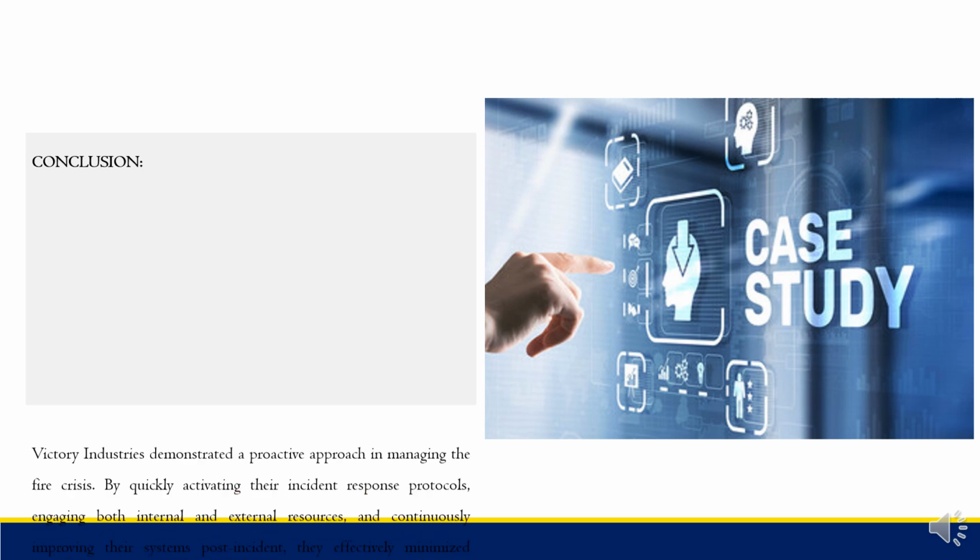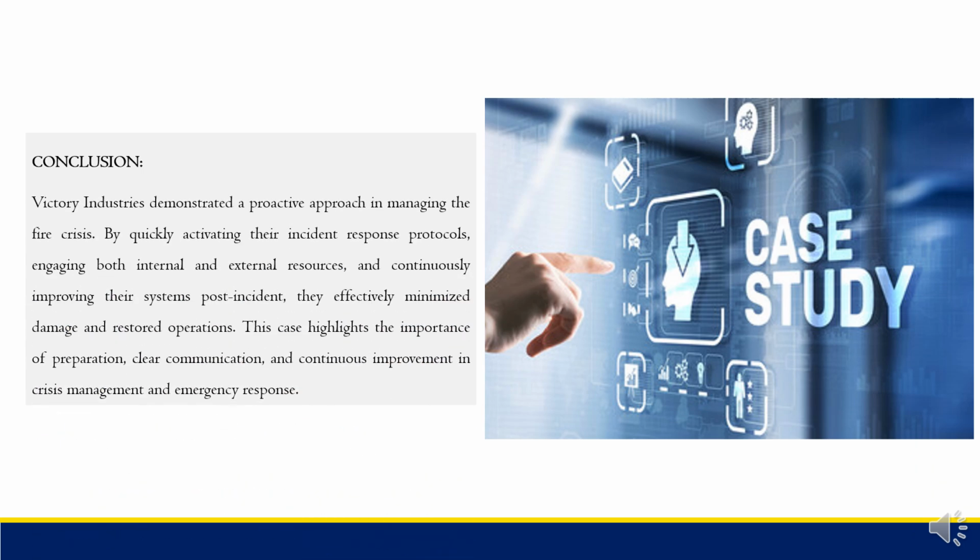Conclusion. Victory Industries demonstrated a proactive approach to managing the fire crisis by quickly activating their incident response protocols, engaging both internal and external resources, and continuously improving their systems post-incident. They effectively minimized damage and restored operations. This case highlights the importance of preparation, clear communication, and continuous improvement in crisis management and emergency response.